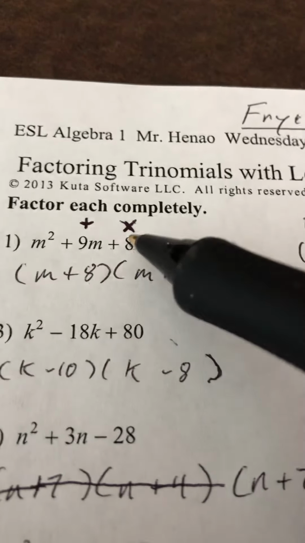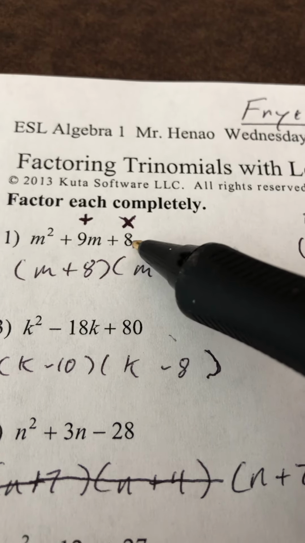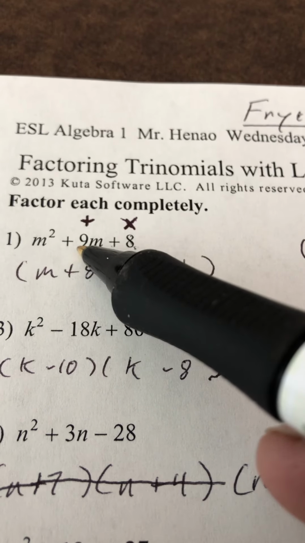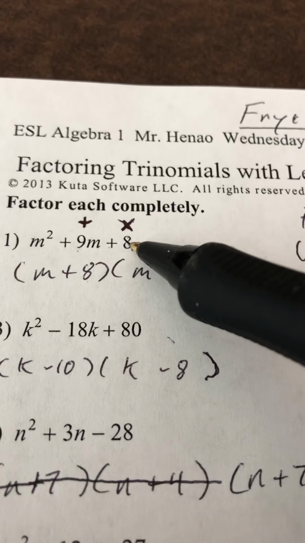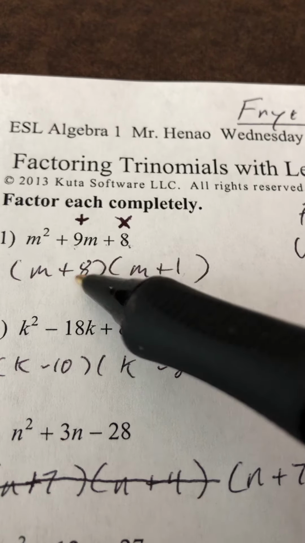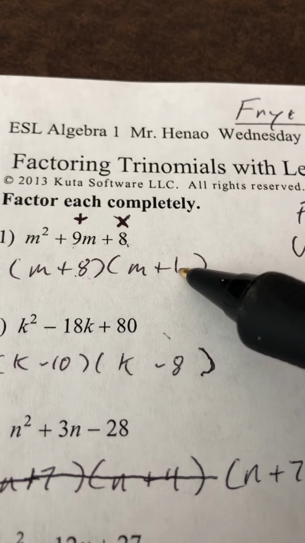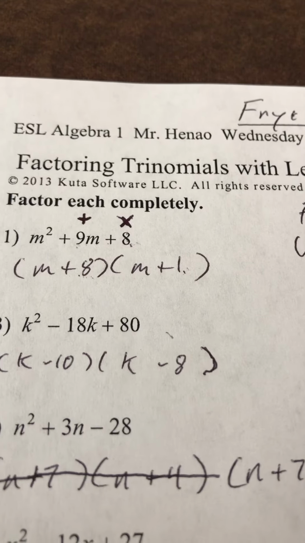Notice, you could multiply 4 and 2 and get 8, but when we add 4 and 2, we would get 6. If this was a 6m, then we would go with 4 and 2. But since this is an 8 and a 9, we go 8 times 1 gives you 8, and 8 plus 1 gives you 9.